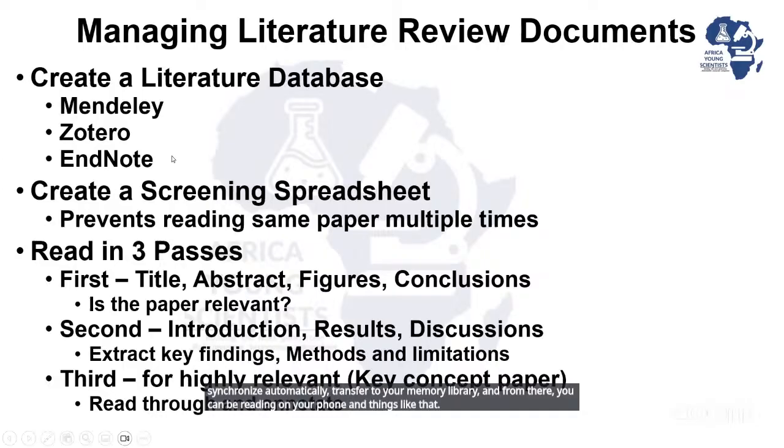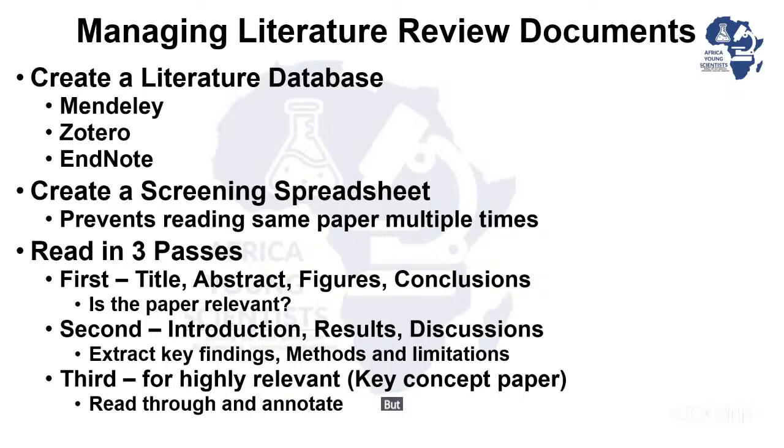As a PhD or master's student, you need to have at least one of these three, because that is how you will be able to manage your literature documents. But if you're just downloading PDFs every time, you will have downloaded one article multiple times, because it happens to me as well. So you just have to have a literature database.